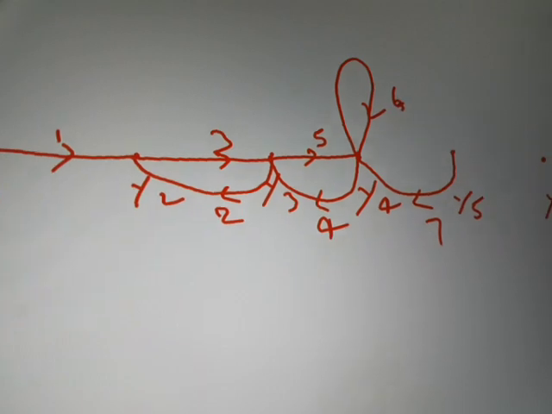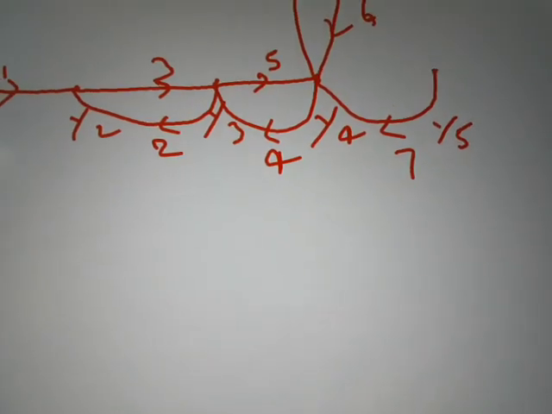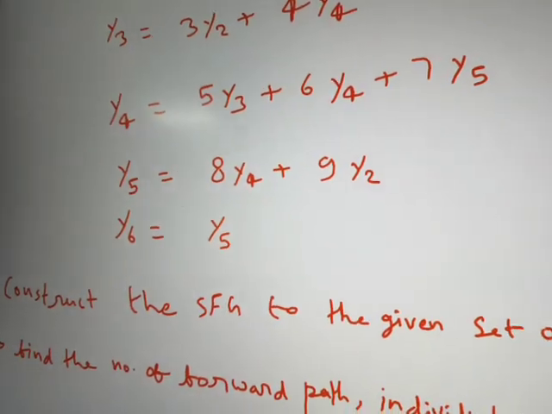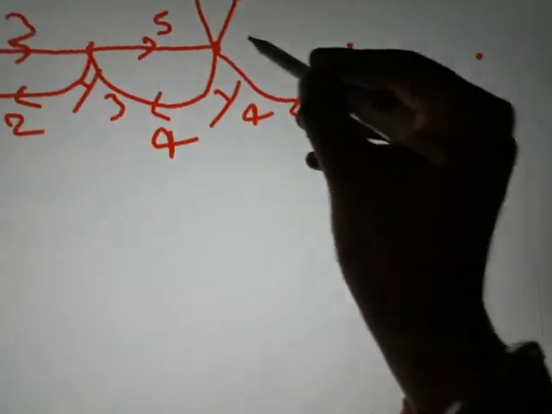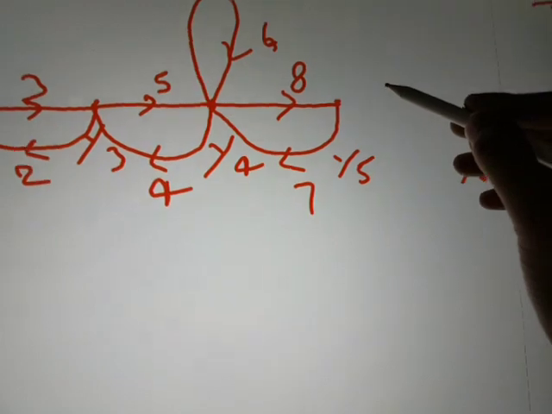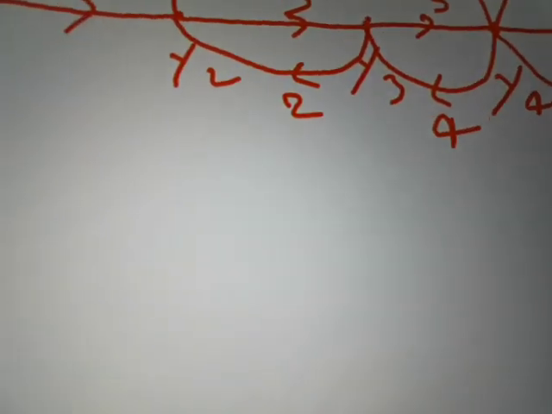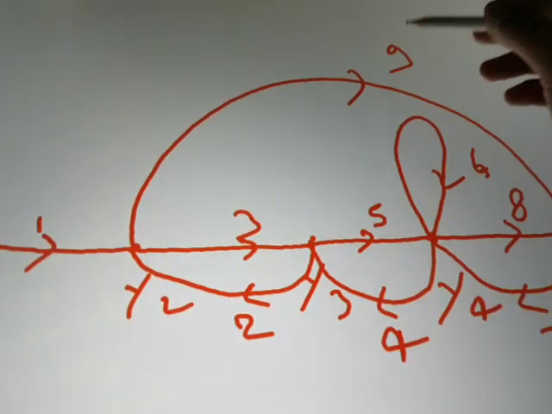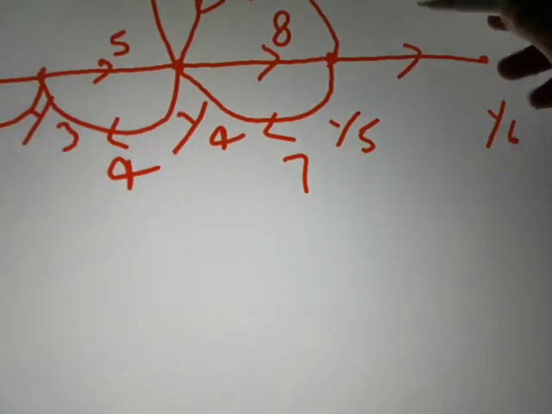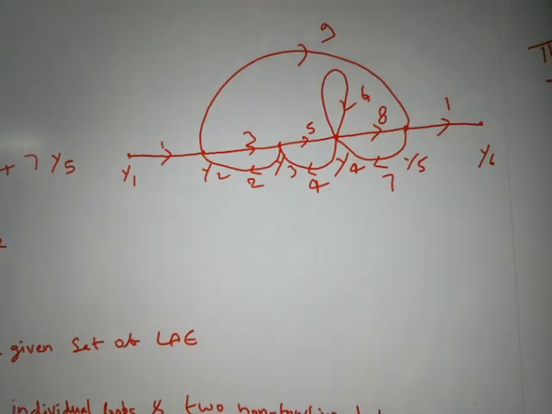Now y5 equals what? y5 equals 8y4 plus 9y2. Now y6 equals y5. I already drew this in the previous example, it is the same example, I think. So this is the SFG.